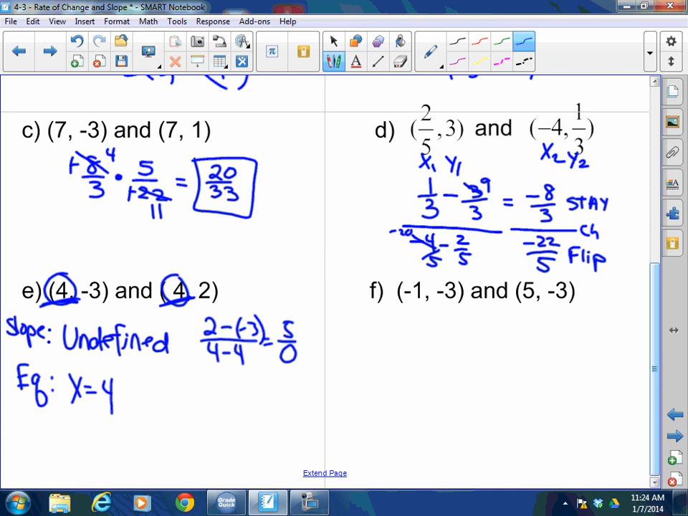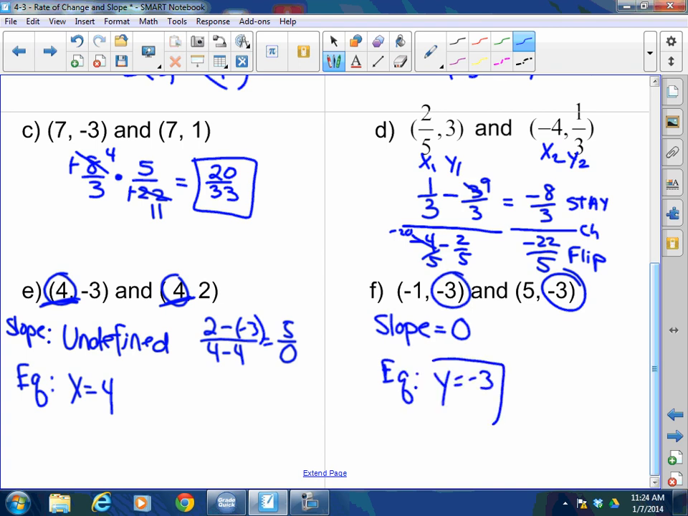And then for f, what will my slope be? Slope is going to be 0 right off the bat. Why? Because the y's are the same. So what would my equation be? Y equals -3. Absolutely fantastic. Does that make sense, guys? Promise? Okay, good stuff.